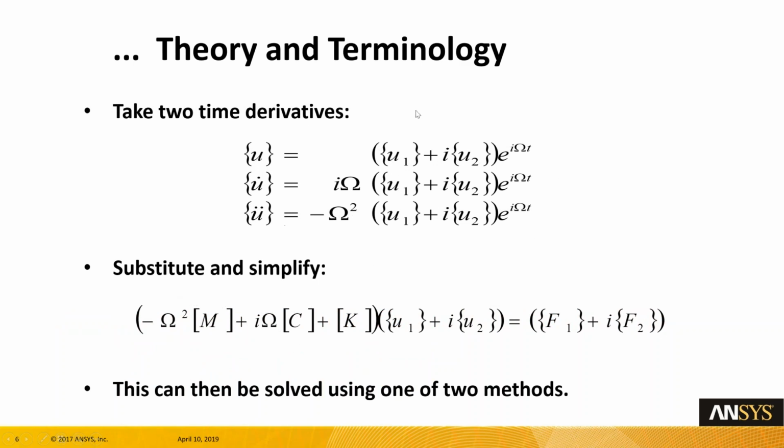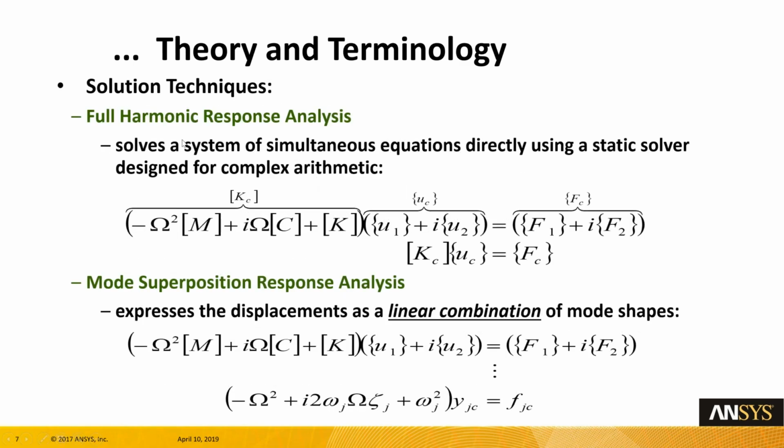As you see here, once you figure out the math, meaning take the first derivative and then the second derivative of displacement, you see that the imaginary solution is associated with the damping matrix C over here. So that is why when you specify any damping in a harmonic response analysis, the solution will be complex. And also, on the right-hand side, if you specify anything with a phase angle, then the solution will be complex as well. So this equation, which is the equation for harmonic analysis, can be solved using one of two methods. You either do the full harmonic response analysis or you do mode superposition response analysis.